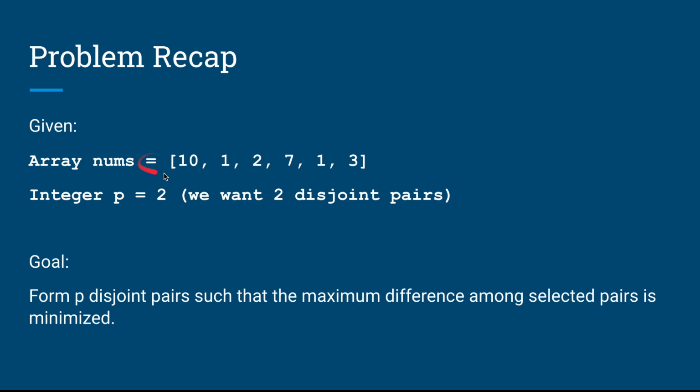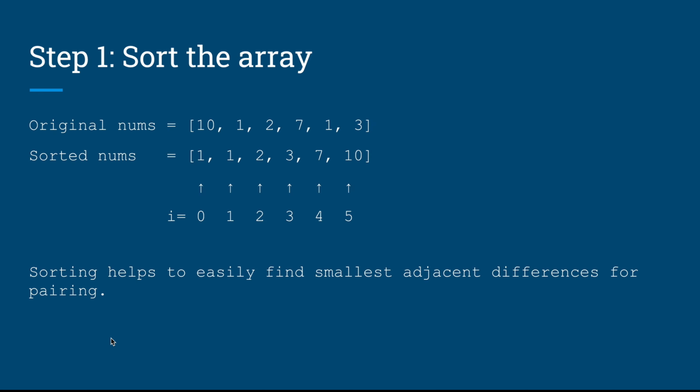The problem statement gives us nums and the integer p, and we want to form p disjoint pairs such that the maximum difference among the selected pairs is minimized. We selected two pairs where the differences were 1 and 2, and another selection where 3 was coming. So between 1 and 3, which one is the minimum? The first one, 1. So the answer will be 1.